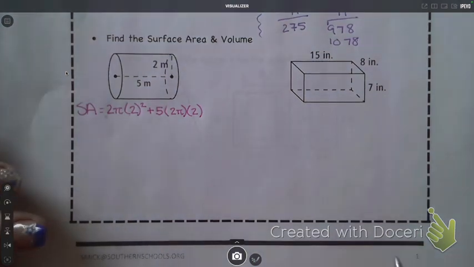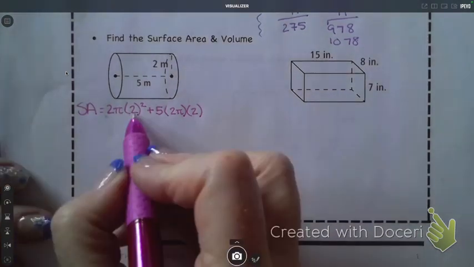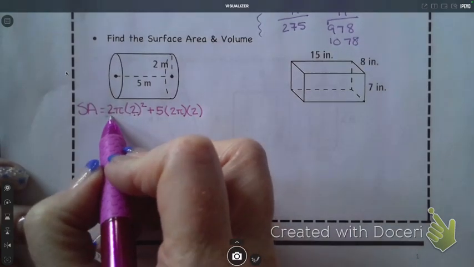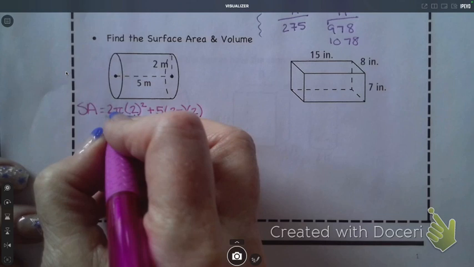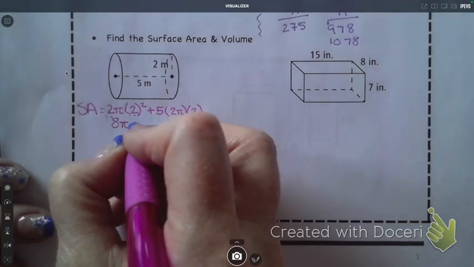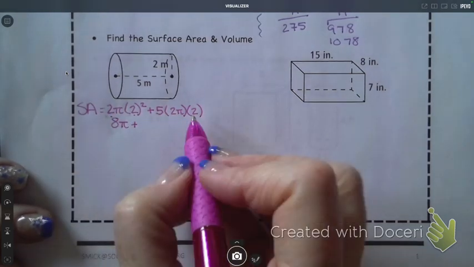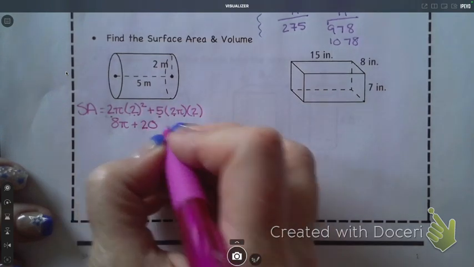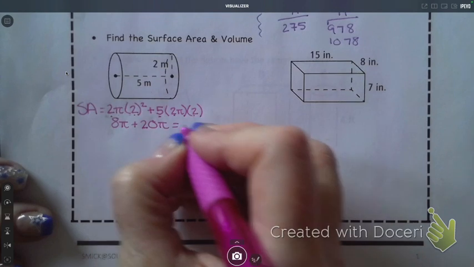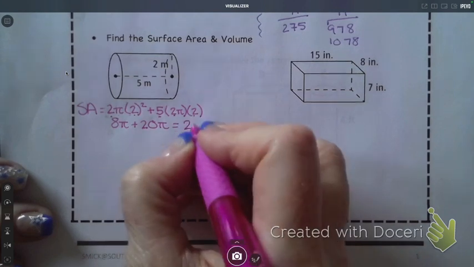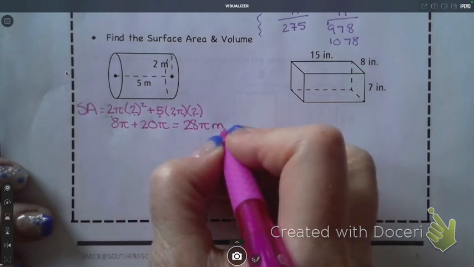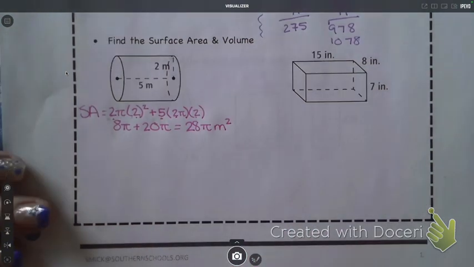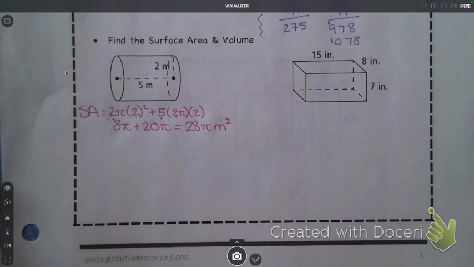Is that it? Yeah. Okay. So 2 squared is 4, times 2 is 8. So 8 pi plus 2 times 2 times 5, 20 pi, 28 pi meters squared. Wasn't even as bad as the first time, was it? No, because it was pretty easy once you know that it's the circumference.